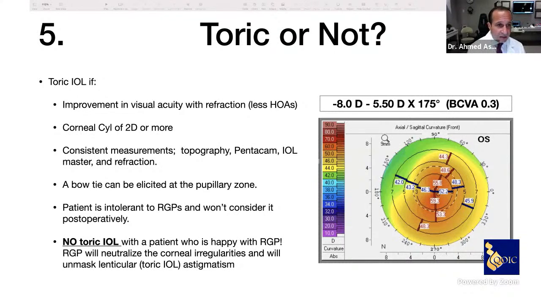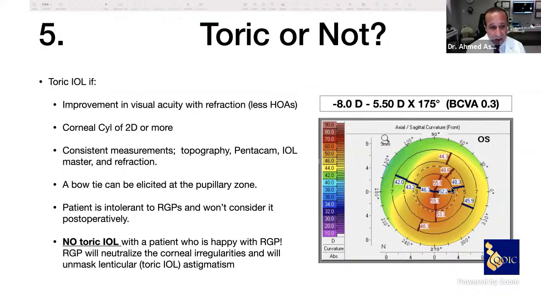We can use the toric IOL if there is improvement in the visual acuity with refraction. That means that the cornea suffers a lesser amount of higher order aberrations, and the corneal cylinder is 2 diopters or more, and there are consistent measurements between the topography, Pentacam, IOL, and sometimes refraction if available. Or a bow tie can be elicited in the central zone of the cornea and the pupillary zone, as you can see in this example.